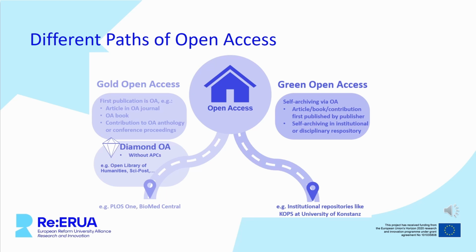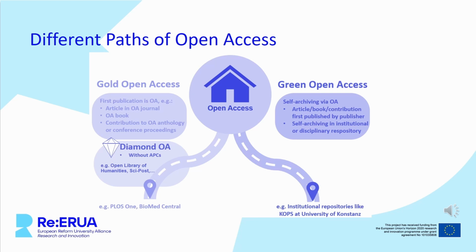Instead of charging individual authors for publishing their articles or books, diamond open access works, for example, through collective financing of journals, book publishing, or publishing platforms by libraries and research institutions. In some European countries, there are publicly funded publication platforms, for example, OpenEdition in France, which allows such diamond open access publishing free of charge. Other models are, for example, the Open Library of Humanities that is financed through a library membership model.